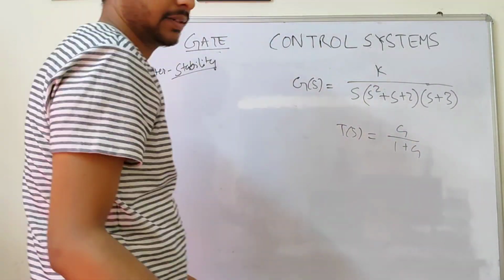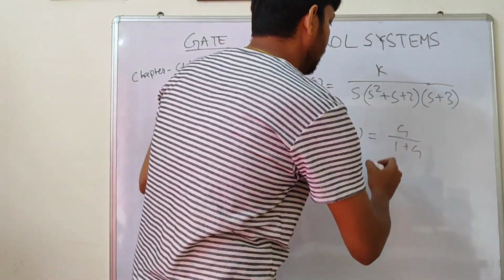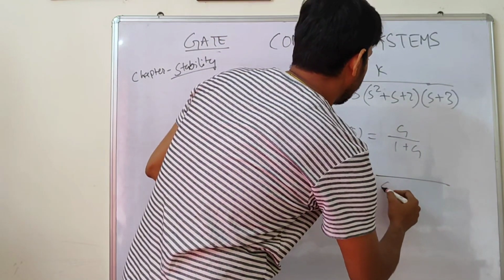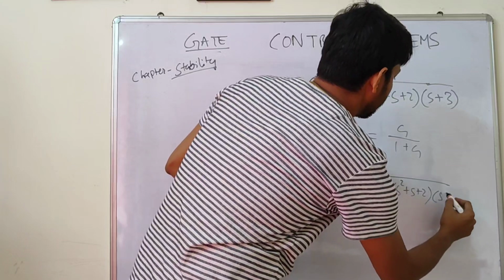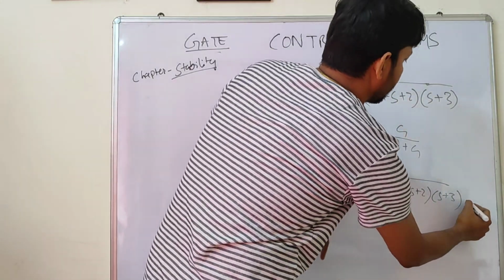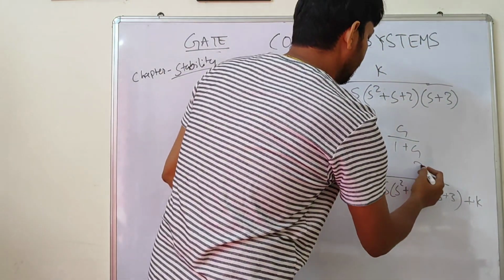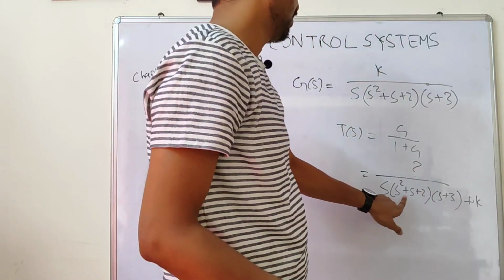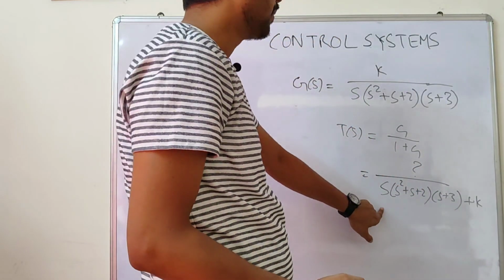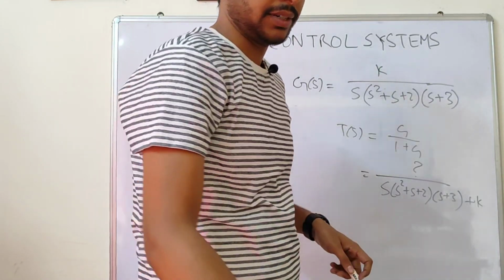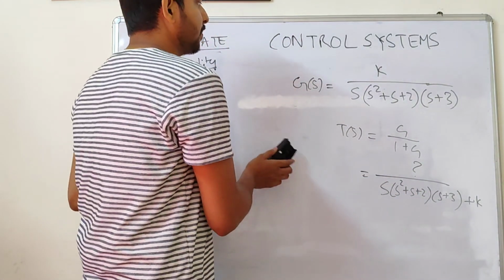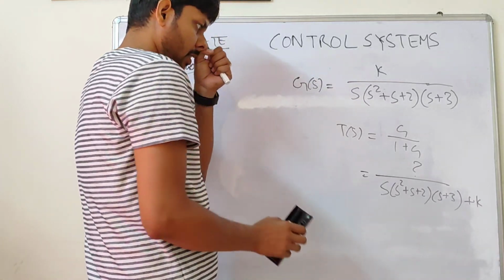Okay. So when you solve this, in the denominator it will come s into s square plus s plus 2 s plus 3. Basically whatever is at the numerator will come here. You can solve this, and we don't care about this, right? Because the characteristic equation will be given by this, and that will be required to solve the stability condition.